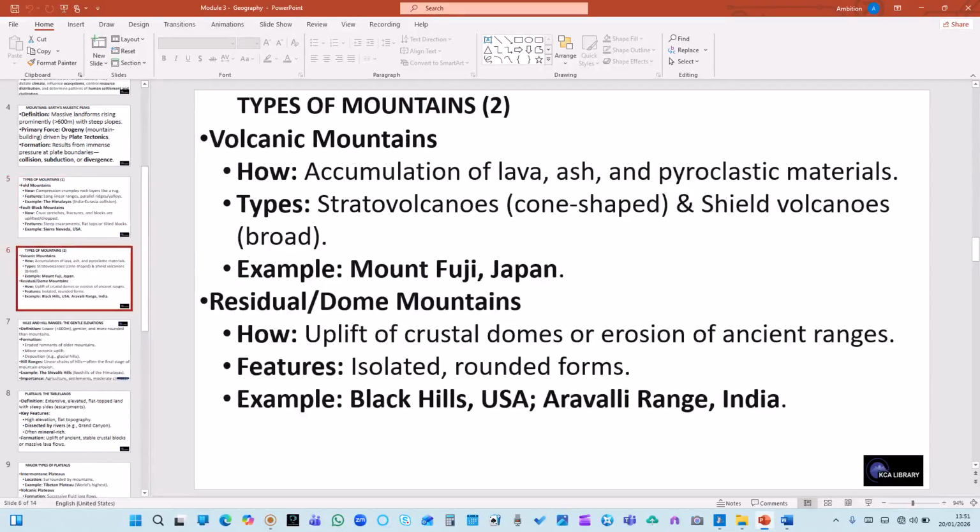Still on types of mountains, we have volcanic mountains, which are formed by the accumulation of lava, ashes, and pyroclastic materials. They are of two types, that is stratovolcanoes, which are cone shaped, and shield volcanoes, which are broad shaped. Example is Mount Fuji in Japan. Then we have residual or dome mountains, which are formed by the uplift of crustal domes or erosion of ancient ranges. The feature is that they are usually isolated and rounded in form. Examples of residual mountains are the Black Hills in the US and the Aravalli Range in India.